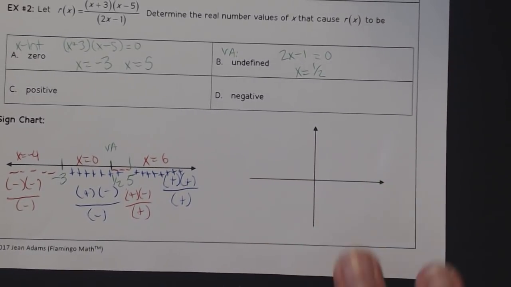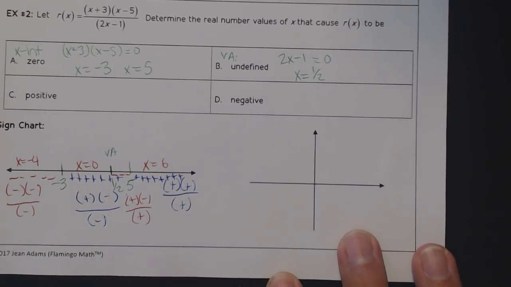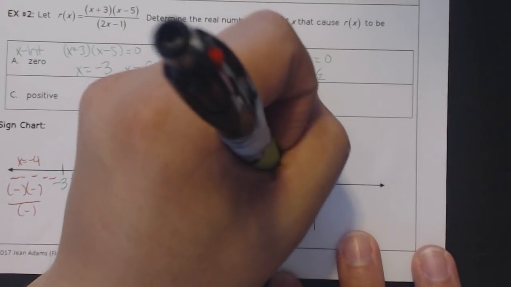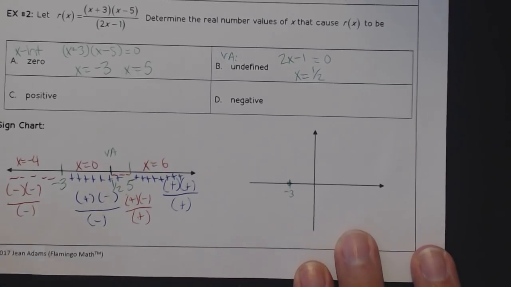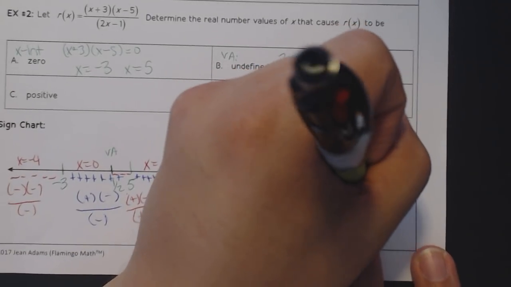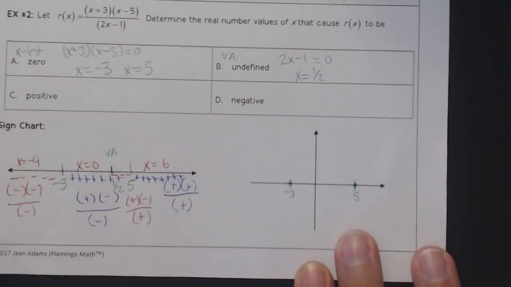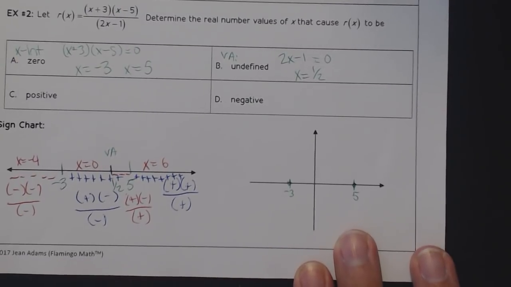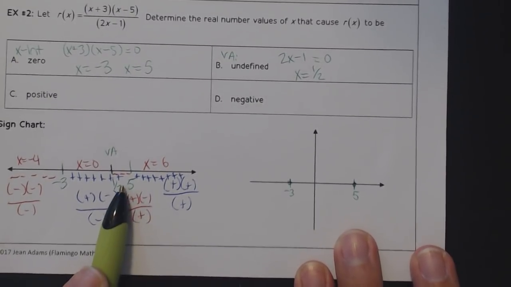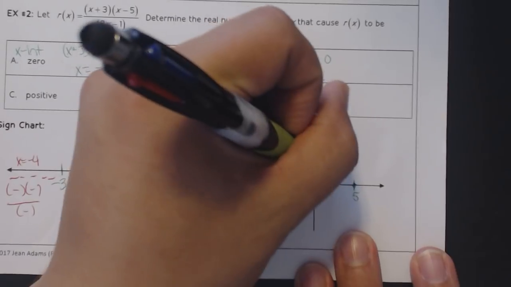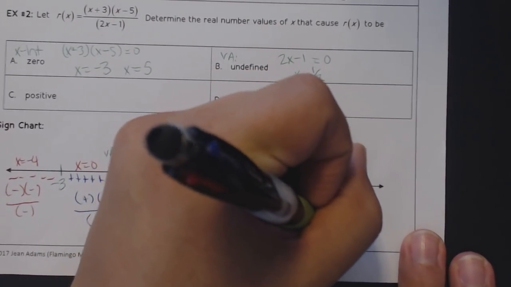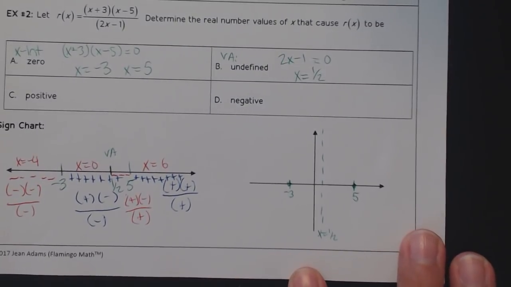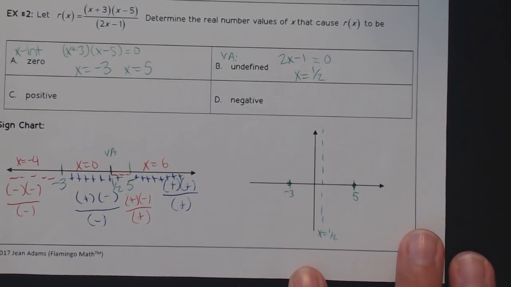Well, let's put our x-intercepts. We know that our x-intercepts are going to be at negative 3. We got an x-intercept there. We know we have an x-intercept at 5. So we put an x-intercept there. And we know we have a vertical asymptote at 1/2. So at 1/2, we're going to put a dotted vertical line and say x equals 1/2. And we're just going to do a nice little quick graph. Nothing too fancy. I'm not going to ask you to plug in any points.